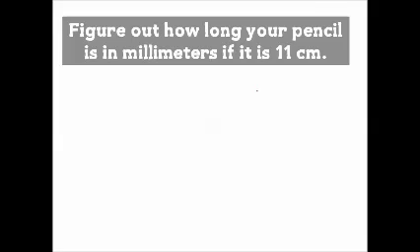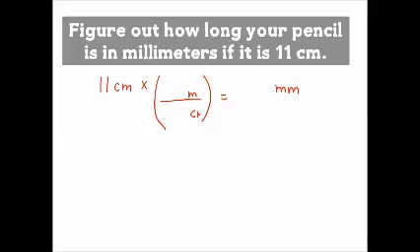Okay, so hopefully you listened to me and paused the video and figured this out on your own. But if you had trouble with it, let's go through it right now. So we have 11 centimeters as our known value. We're going to multiply that by something. We want it in millimeters. So millimeters is going to be on top, centimeters is going to be on bottom.